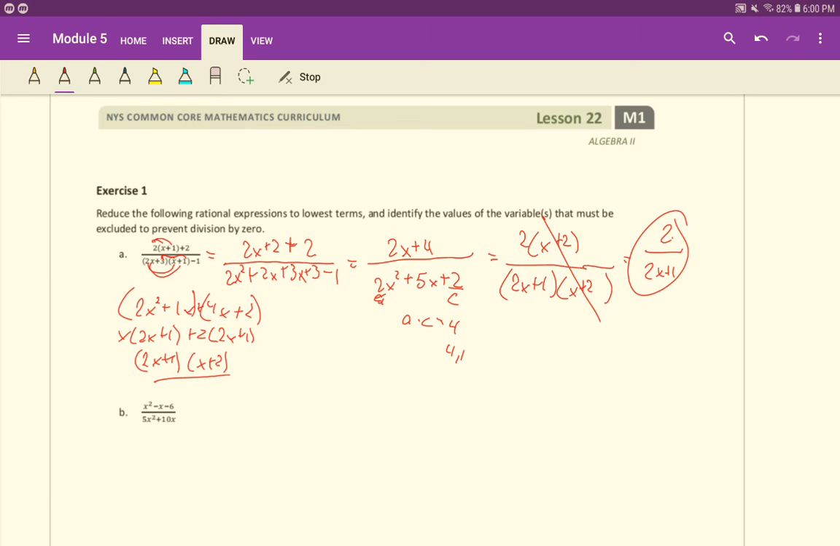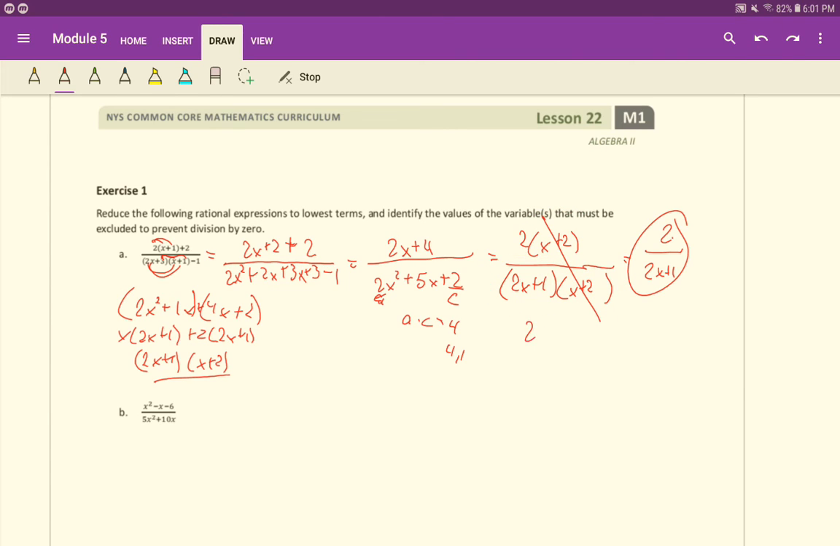Now, we also need to identify the values of the variables that must be excluded to prevent division by 0. We don't look to the simplified one. We do not look to the simplified version in order to determine those zeros. We instead look at the unsimplified version here. So we need to see when this denominator will equal 0.